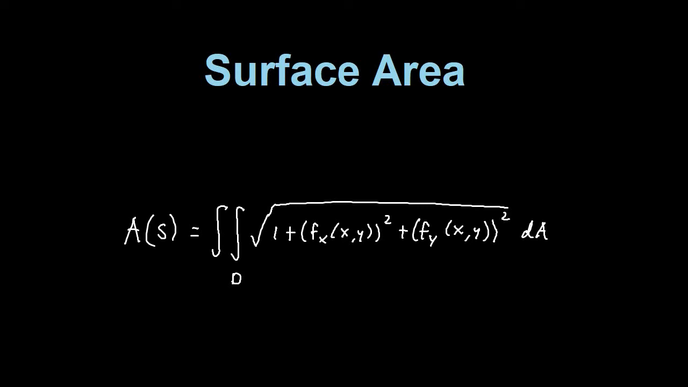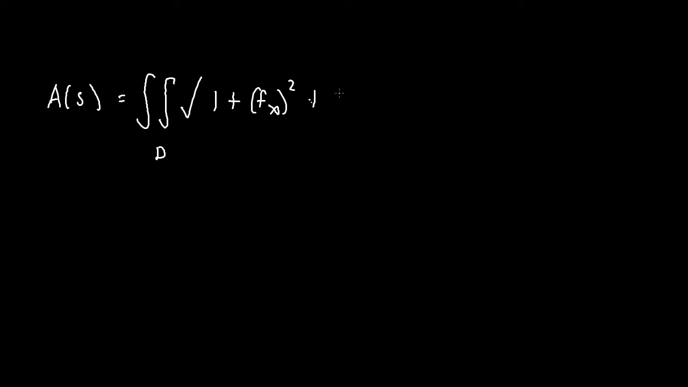So let's take a look at surface area. Now surface area is usually written as capital A of S. And so the formula for surface area is going to be equal to the double integral described by the region D of the square root of 1 plus f sub x squared, or in other words the partial derivative of the function with respect to x, plus f sub y squared, or the partial derivative of the function with respect to y squared. And then we have the dA on the outside.